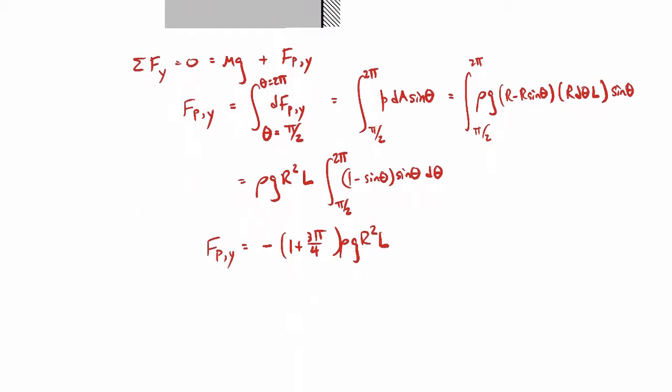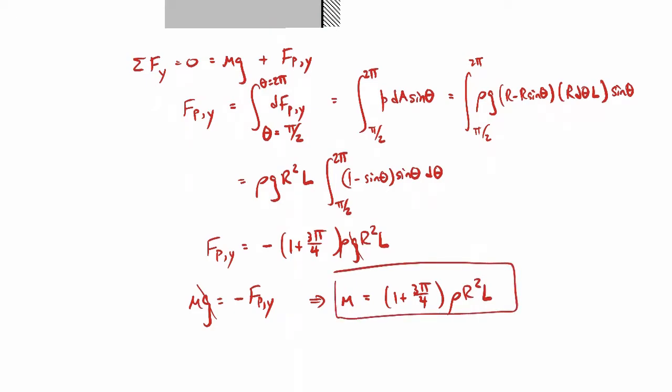So in the end, the mass times gravity will equal minus F_p sub y here. So the mass, you can divide through by the gravity terms, and so the mass will be 1 plus 3 pi over 4 times rho r squared L. So that's how you can find the mass of the log.